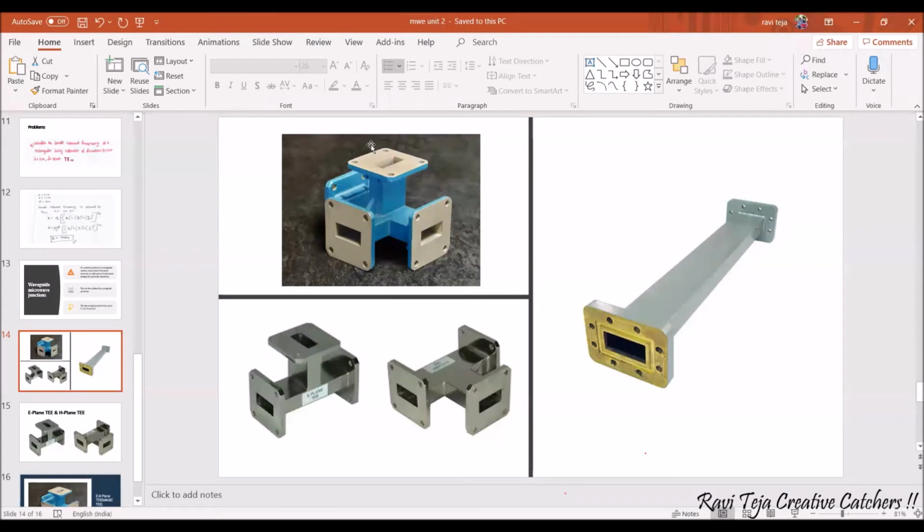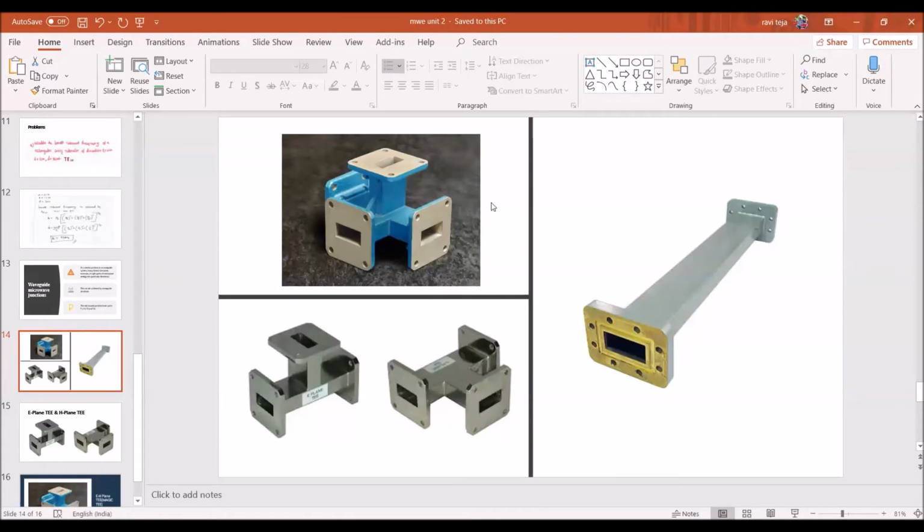And if you observe the top figure, this has got how many? 4 ports. Yes, 4 ports. 1, 2, 3, and on the back side you have one more port. This is a 4-port microwave junction.